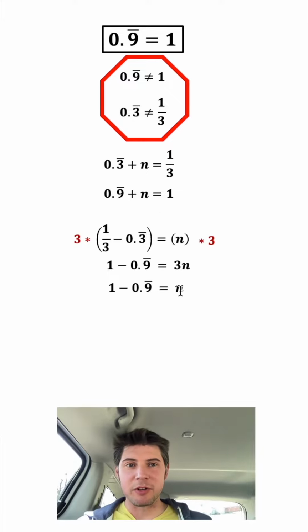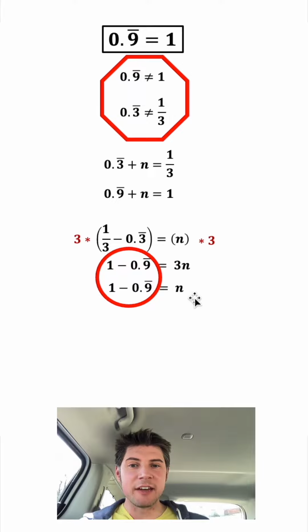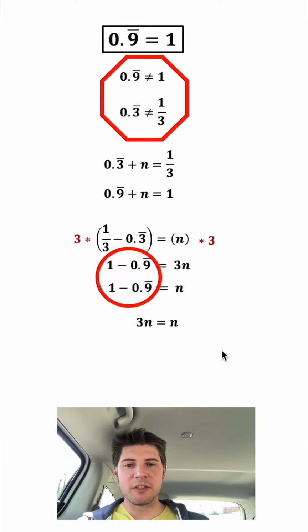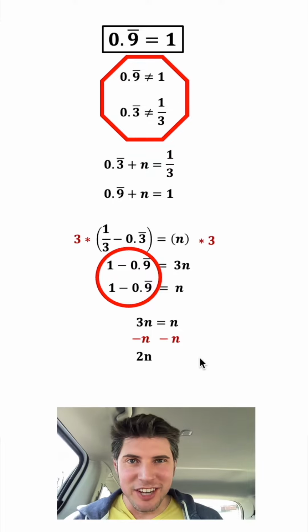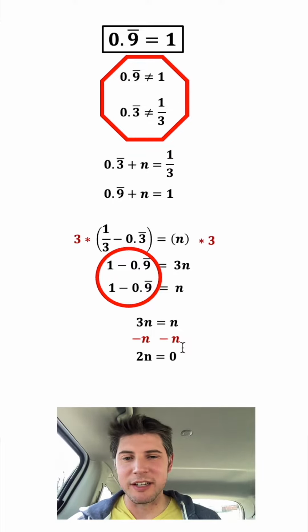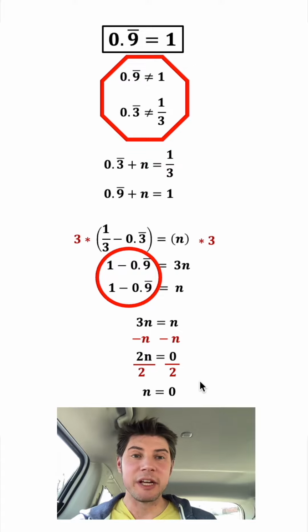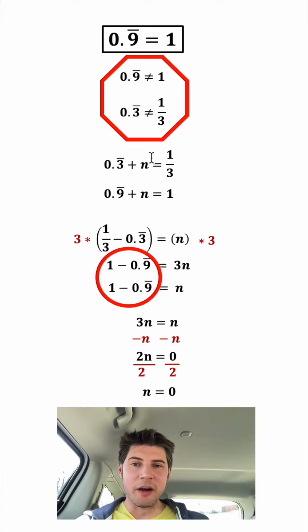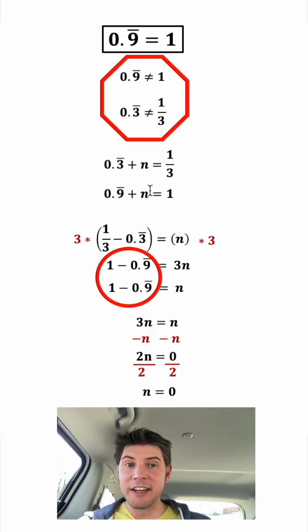So now we have two separate equations here. Since 3n and n are both equal to 1 minus 0.9 repeating, we can set them equal to each other. Then we can subtract n from both sides. On the left-hand side, we get 2n, and on the right-hand side, we get 0. Divide both sides by 2, and we get n equals 0. So that means that the number that they defined to be the difference ended up equaling 0.